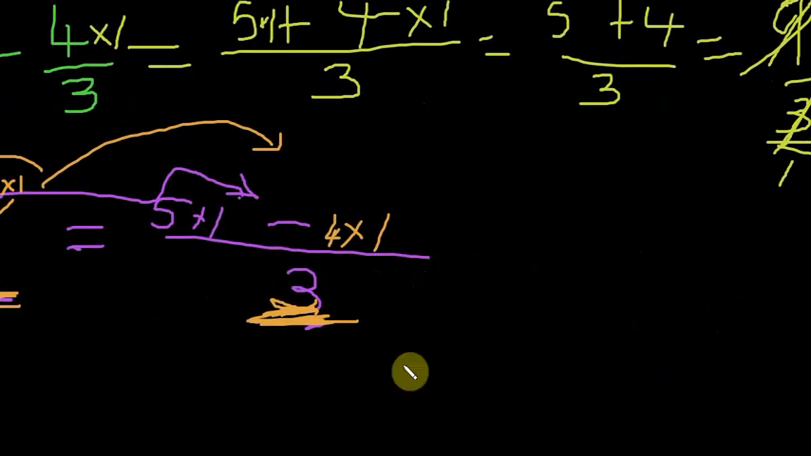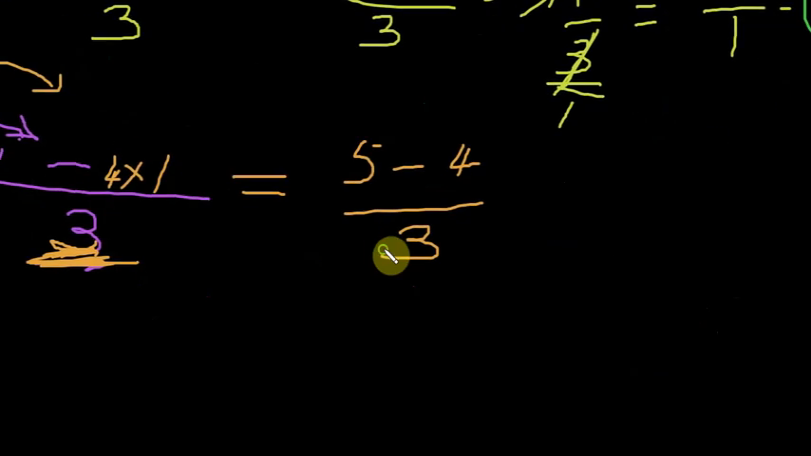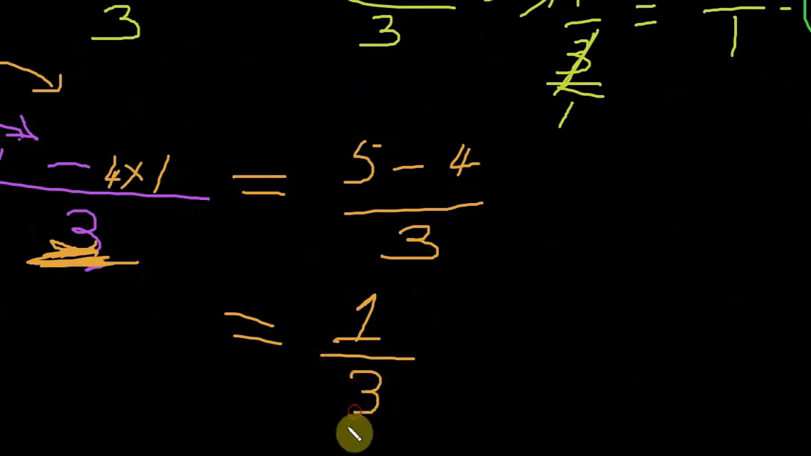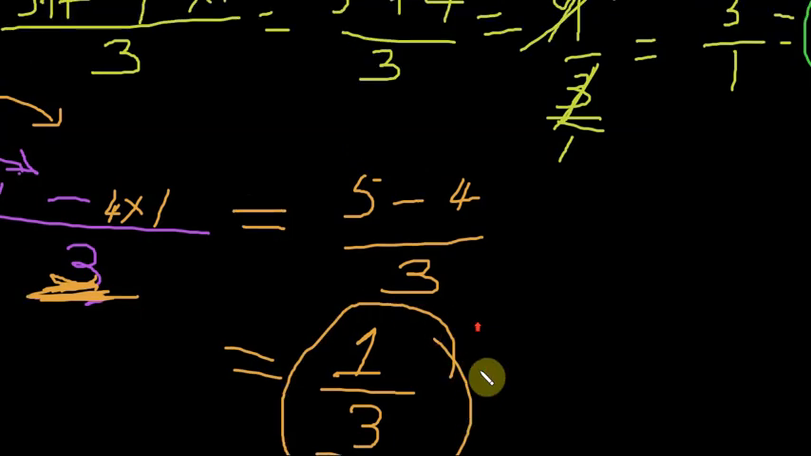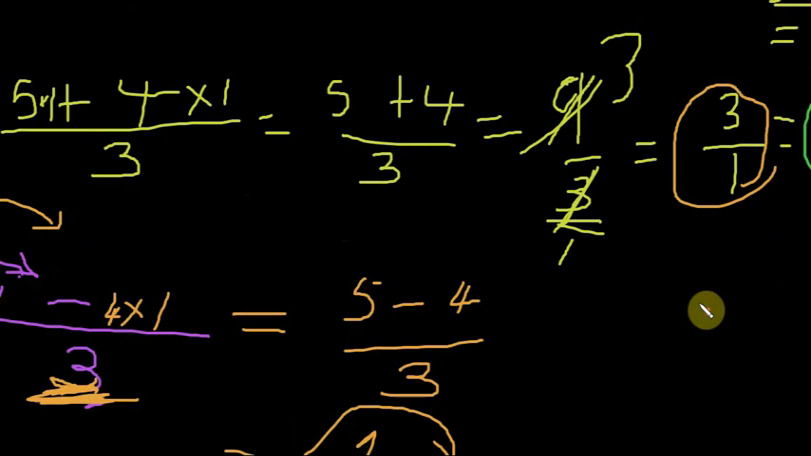So 5 times 1, answer is 5, minus 4 times 1, the answer is 4, divided by 3. Okay, 5 minus 4, what is the answer? It's actually 1 all over 3. So final answer is 1 over 3, inverse of our addition.